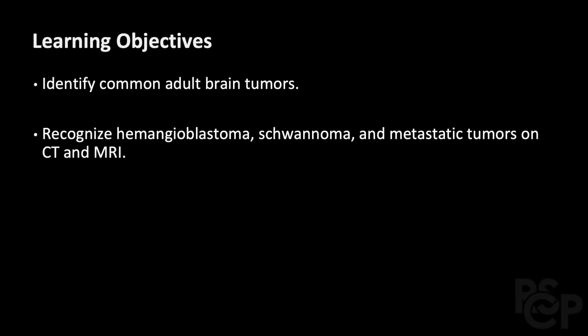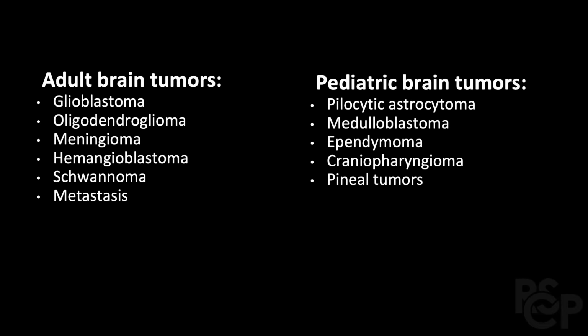So the learning objectives for this presentation are to be able to identify common adult brain tumors and recognize specifically hemangioblastomas, schwannomas, and metastatic tumors on CT and MRI. Brain tumors are commonly divided into adult brain tumors and pediatric brain tumors. We're going to save pediatric brain tumors for a different video, and today we're going to be talking specifically about hemangioblastomas, schwannomas, and metastasis.